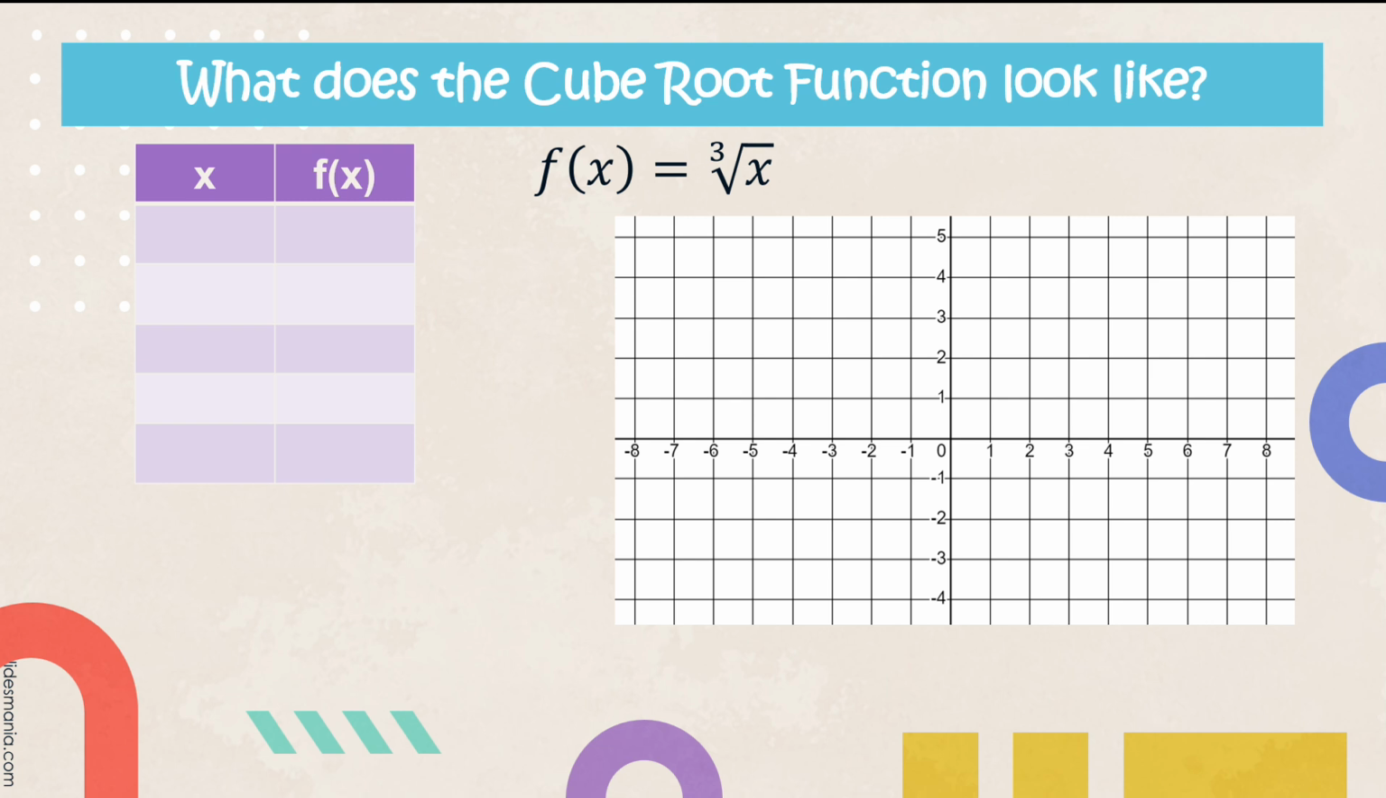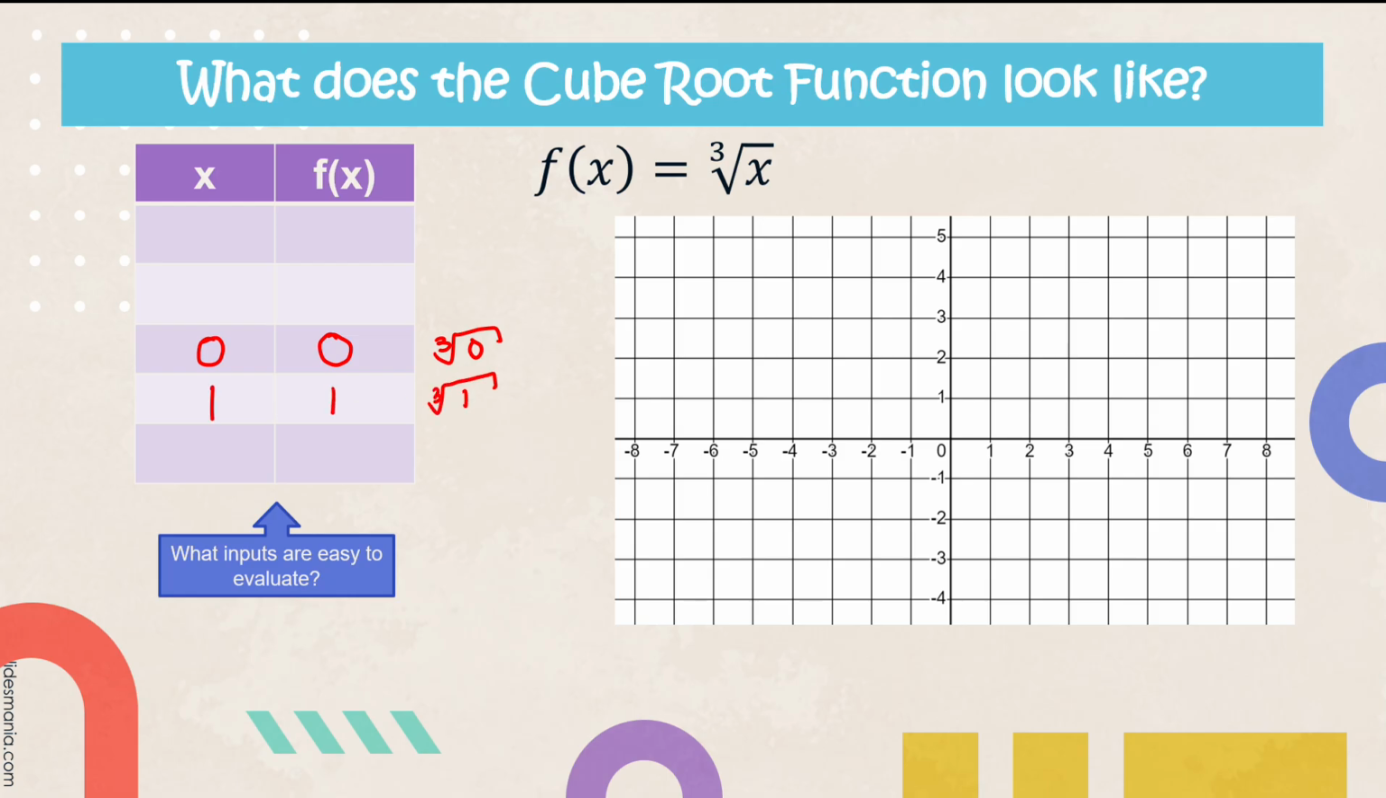We're going to create a table of values. If you want to copy this down in your notes while we do this, that is a great idea. Again, we're going to think about what inputs are easy to evaluate. So the one I'm going to put in the middle, kind of the center of all of it, is 0. The cube root of 0 is 0. The next one, as I count up, is going to be 1. The cube root of 1 is 1 because 1 times 1 times 1 gives us 1.